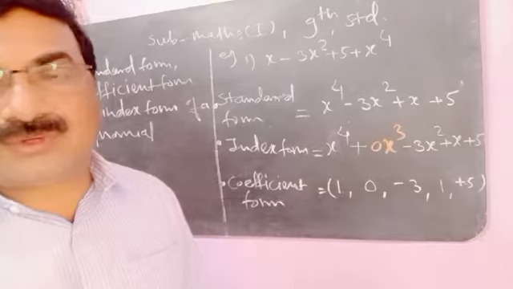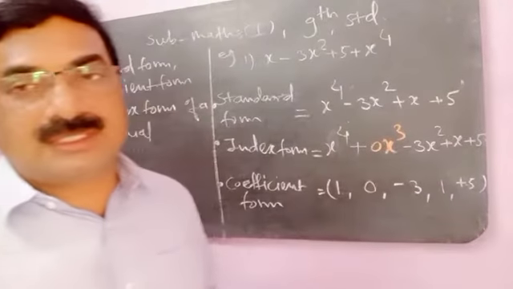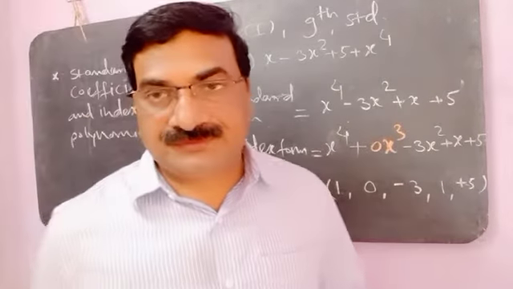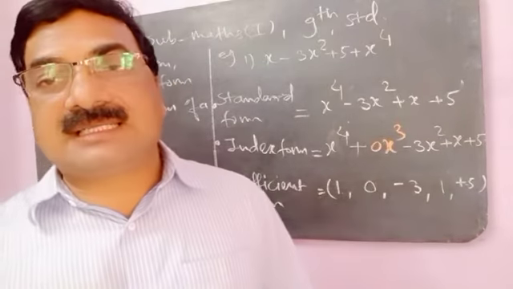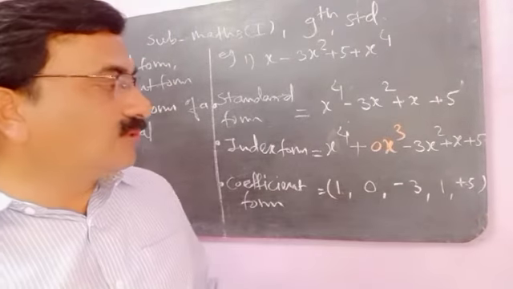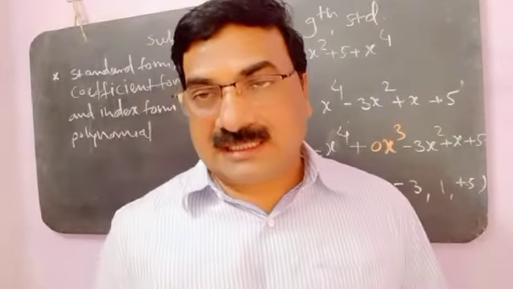If the degree is 4, then the number of terms in the coefficient form will be 5, greater than 1. एक पेक्षा जास्त असणार आहे. डिग्री 4 आहे याची आणि म्हणून मग एकूण टर्म किती आहेत? 5 आहेत. एक ने जास्त असणार आहे.